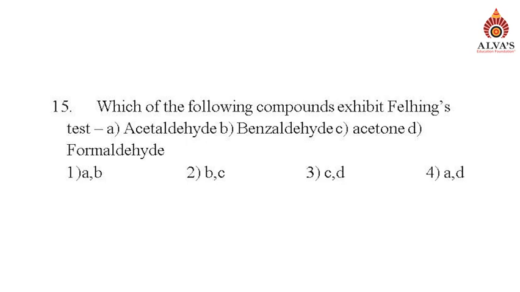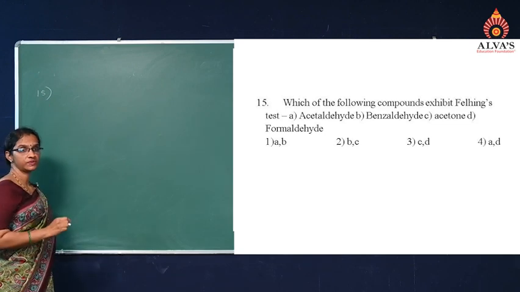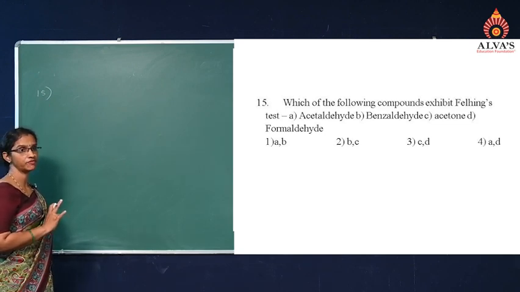Question number 15. Which of the following compounds exhibit Fehling's test? Acetaldehyde, benzaldehyde, acetone, formaldehyde. Now, Fehling's test is a test which is usually shown by aldehydes. It is a mild oxidizing agent, hence it is usually answered by aldehydes. Because of that, option third, C, acetone cannot undergo reaction with Fehling solution. So we are left with acetaldehyde, benzaldehyde and formaldehyde.